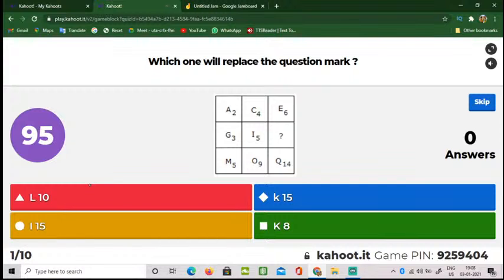Okay, guys, I've got no answers still. Let me give you a hint. That is, if you plus two numbers, you will get the third number. Okay, I've started getting answers. Okay, I've got nine answers. That's good. 11 answers.